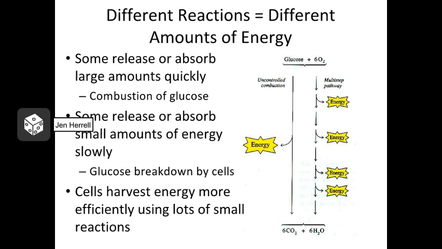Different chemical reactions used by cells are going to either release or absorb different amounts of energy depending on the type of reaction that we're dealing with. Here's an example. You can take glucose and you can actually set glucose on fire. Sugar will burn, believe it or not. We'd call that a combustion reaction. Now, if we set glucose on fire, it's going to release a lot of energy all at once. That's the heat and the light of the flame that you see.